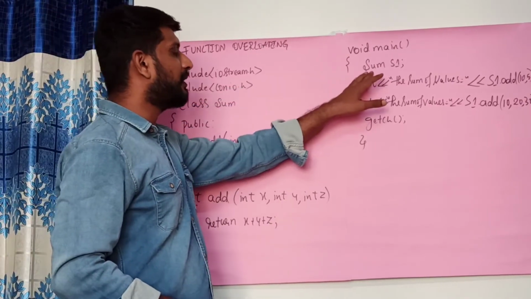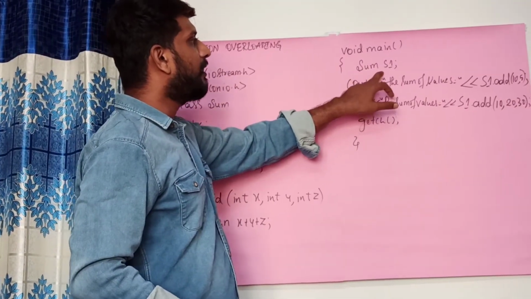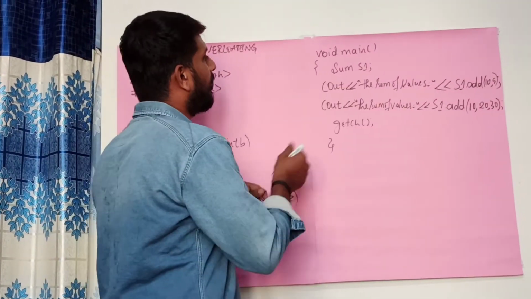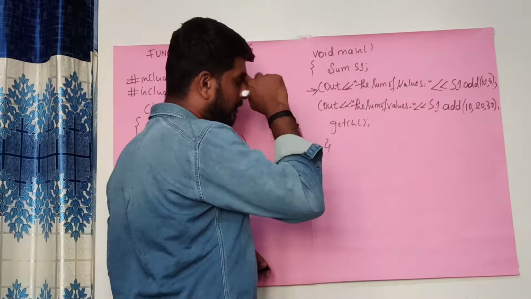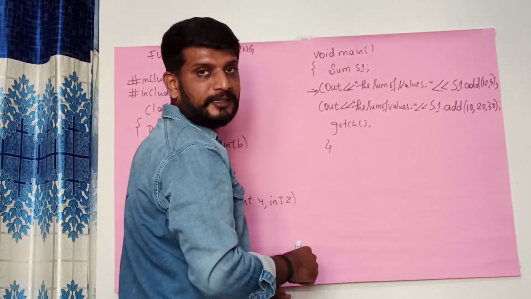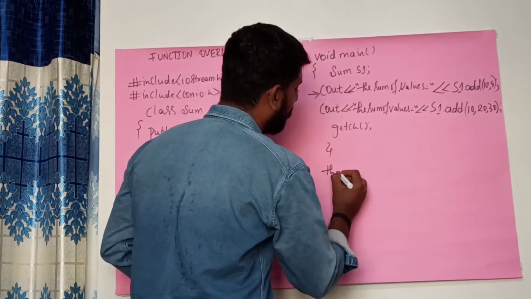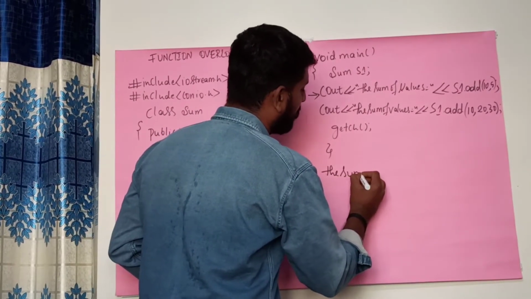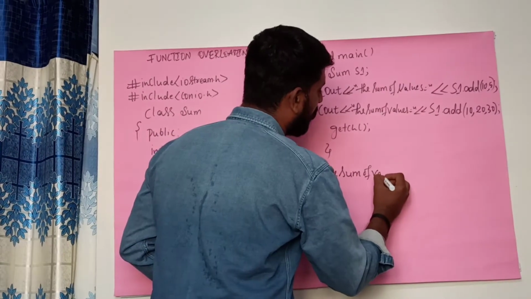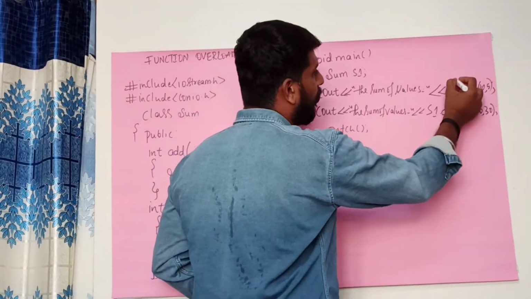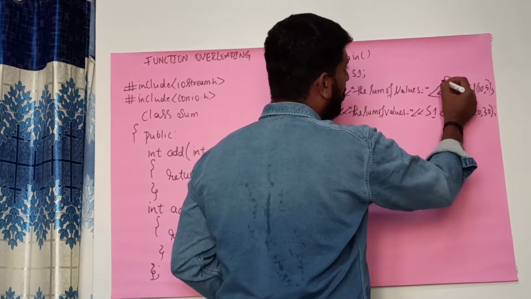Now coming to the main function, what happens? I have created the object for the class sum s1. Now this particular statement gets executed. So you will get the output like this. The sum of values is equal to will be printed as it is. Now I am calling this particular function.